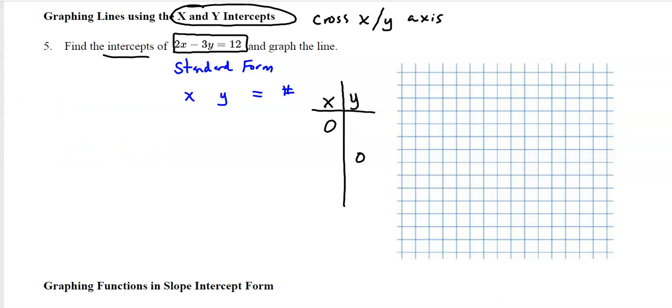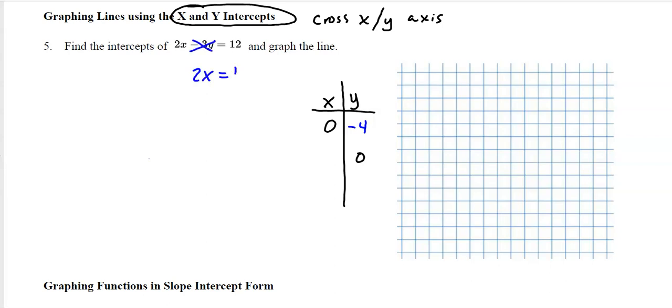So instead of going through all this, I'm just going to make a little table out of this. So let's put 0 in for x. That wipes out this first part, and I just end up with -3y equals 12. And divide both sides by -3. And you get 1 point. Then you go back and repeat the process. You put 0 in for y, which wipes this term out, and you get 2x equals 12, which would be x equals 6. So now I have 2 points.